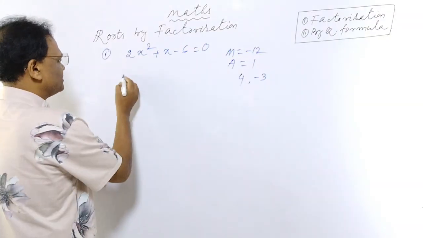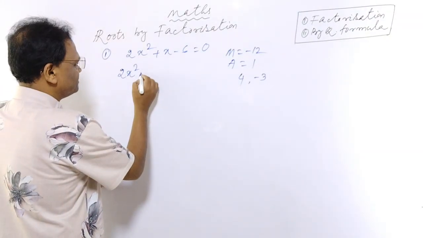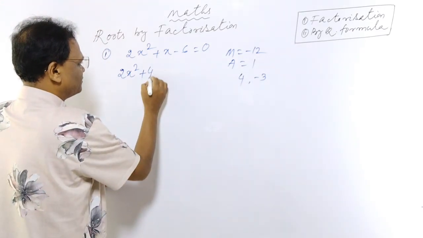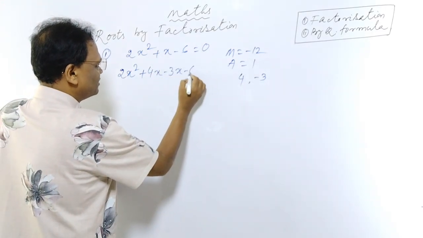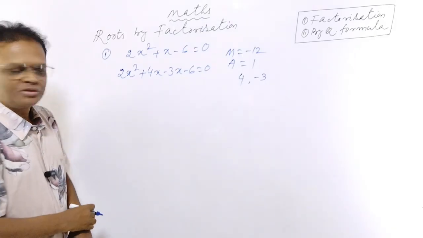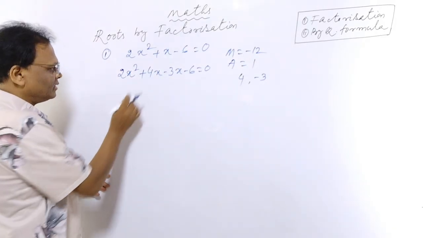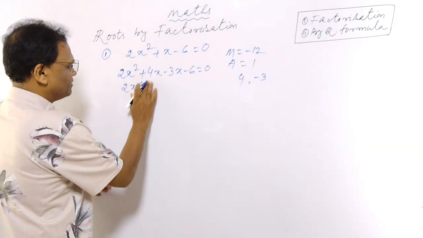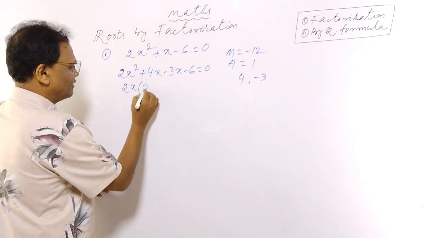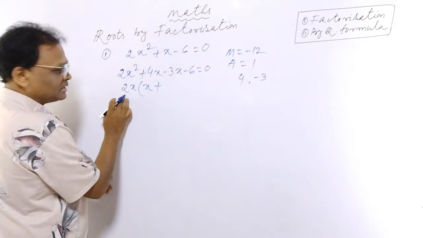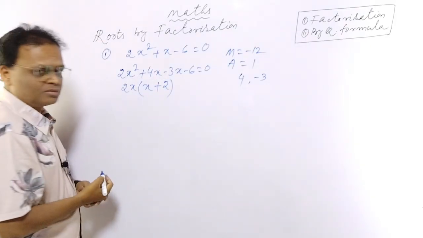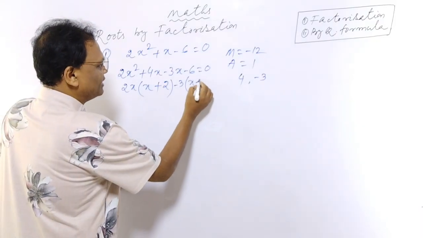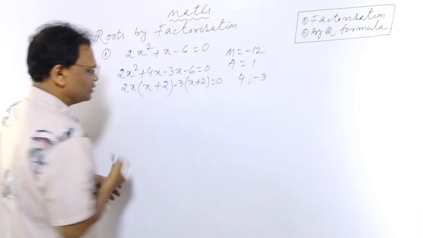So instead of this x, I have to write these two: 2x square plus 4x minus 3x minus 6 equals 0. So what do we take common? 2x. If I take the common 2x, what am I getting? x plus 4x is this, your 2, x plus 2. Here if I take out the common minus 3, I can write x plus 2 equals 0.